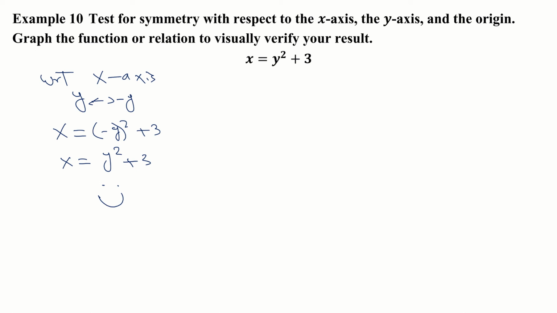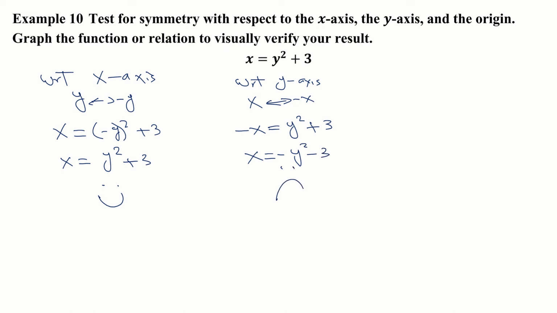With respect to the y-axis, right, we need to replace x with negative x and see if we can get back to the original equation. I think you already know where this is going, but let's go ahead and carry on anyway. So we're going to replace x with negative x. The y squared plus 3 doesn't change. Notice multiplying both sides by negative 1 gives me x equals negative y squared minus 3. I did not get back to the original equation, so no, this equation does not have a graph that's symmetric with respect to the y-axis.